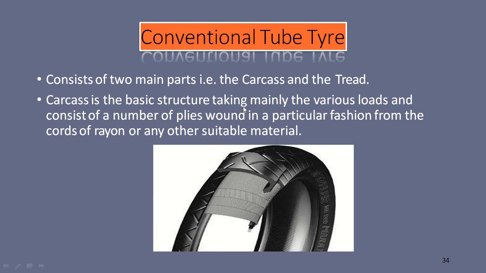First one, conventional tube tires. In this type, it consists of two main parts, that is the carcass and the tread. The carcass is the basic structure taking mainly the various loads and consists of a number of plies wound in a particular fashion from the cords of rayon or any other suitable material. It is used in conventional tube tires.